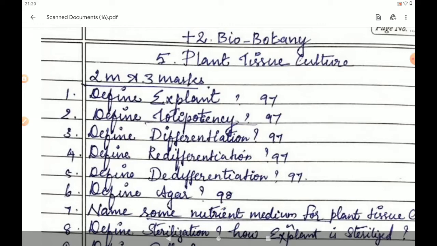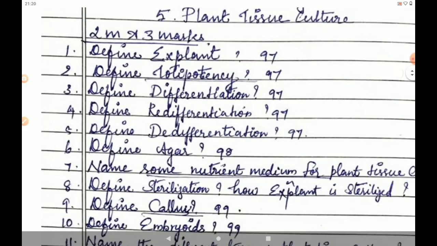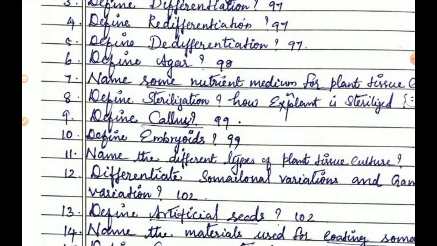Students, next question is define agar. It is given in page number 98. Agar is a solidifying agent used in plant tissue culture. That is, the answer is in page number 98, within the green color box: agar is a complex mucilaginous polysaccharide obtained from marine alga, used as a solidifying agent in tissue culture media preparation.